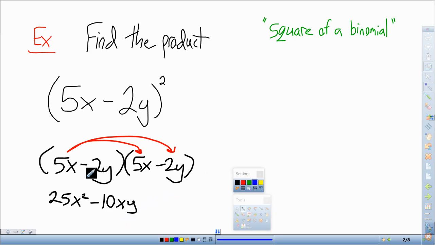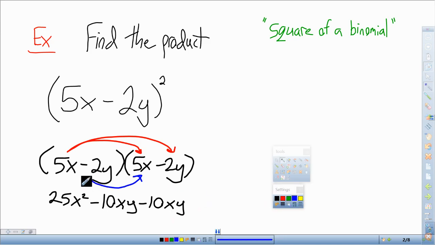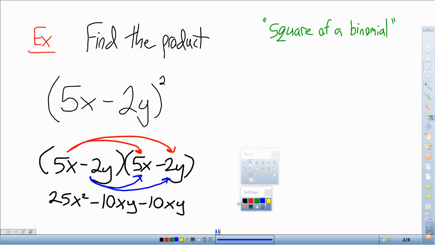Okay, moving on to the next one, negative 2 times 5x. Negative 2 times 5 is another negative 10. Y times x gives me a yx, but I need to write it alphabetically, so xy. Okay, and then the last thing, negative 2y times negative 2y. Looks like I'm going to get a positive 4y squared.